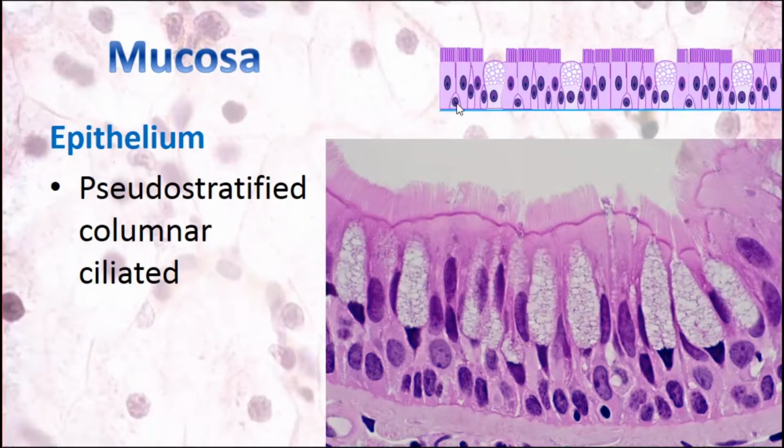Here we can see the epithelium. Nuclei are located on different levels, so it has the appearance of stratified epithelium, but all cells have contact with the basement membrane, and that's why we classify this epithelium as simple. Because of its appearance, we call this epithelium pseudostratified, because it reminds us of stratified epithelium. This epithelium is columnar, and cells have cilia, and this type of epithelium is called ciliated.